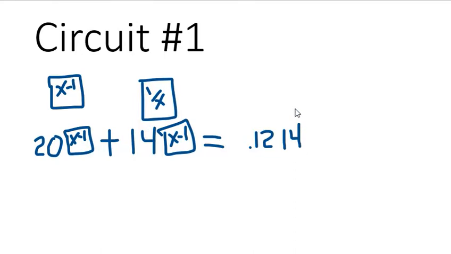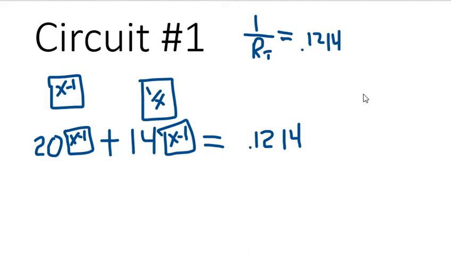Now that's not the answer, because what is that? That is 1 over the total resistance. And 1 over total resistance equals 1 over 20 plus 1 over 14. So 1 over the total resistance equals 0.1214, and it's that big long number. So that's not what the total resistance equals. That's what 1 over the total resistance equals. We have to do this in 2 steps.